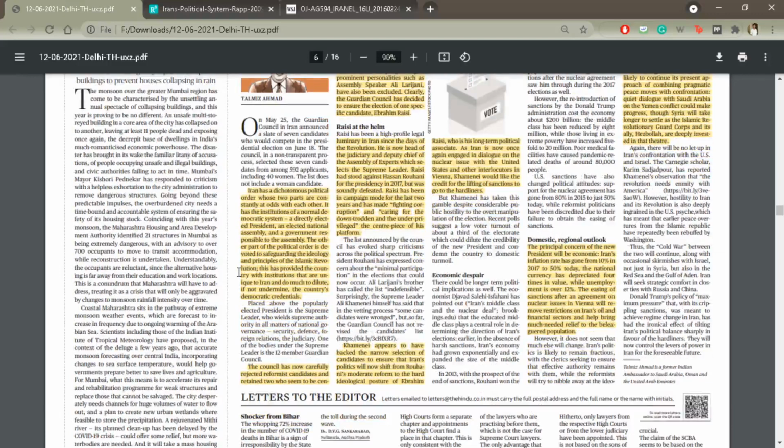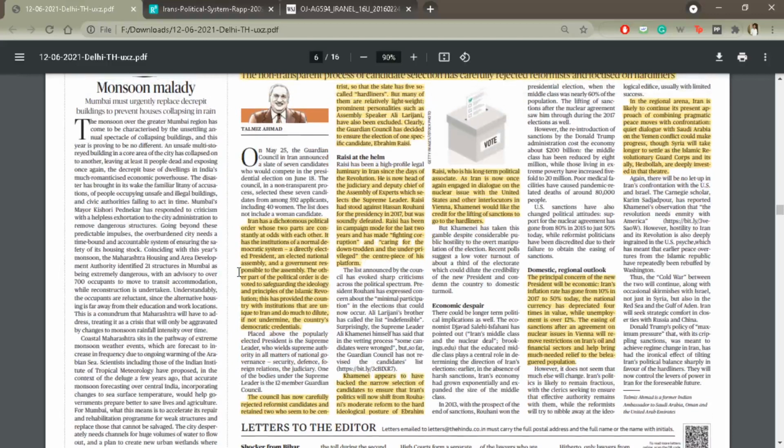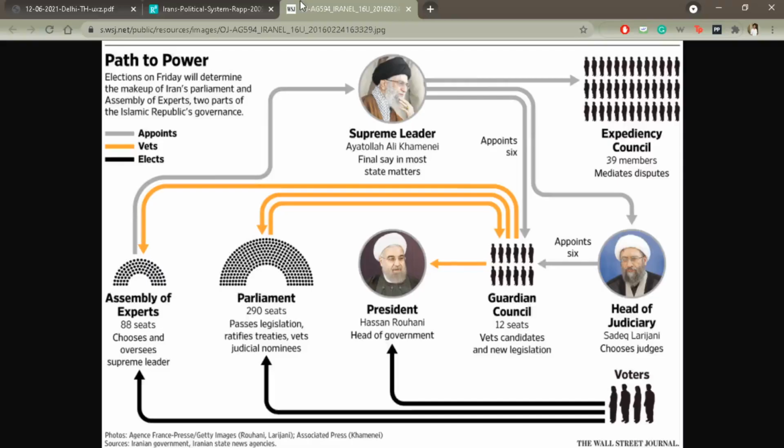The front runner in the election is Ibrahim Raisi. In 2017, he had been the primary opponent and lost the election. Right now, Ibrahim Raisi is the chief of judiciary of Iran. He succeeded Sadiq Larijani and is currently the head of judiciary. So he is already a candidate who is a favorite of the supreme leader.